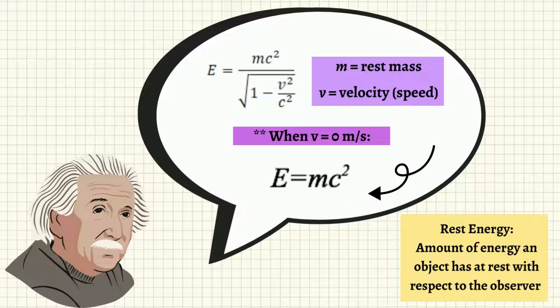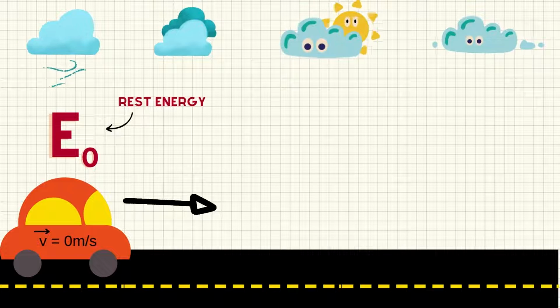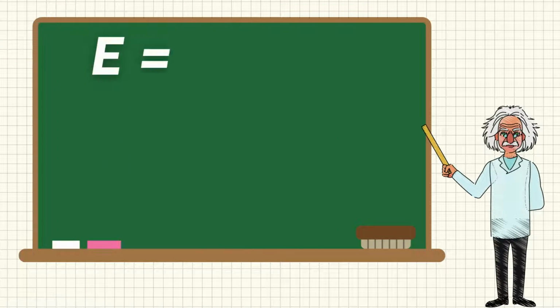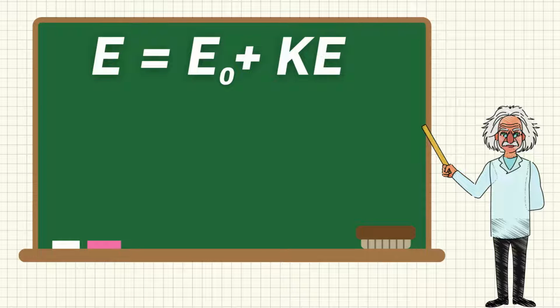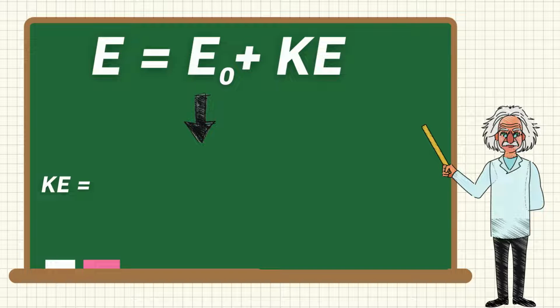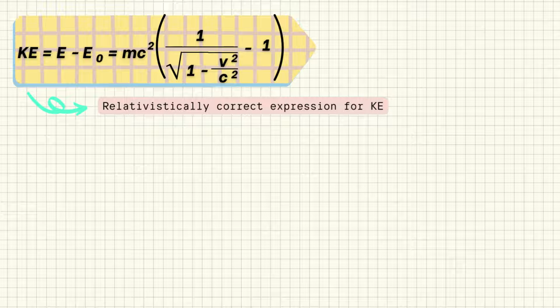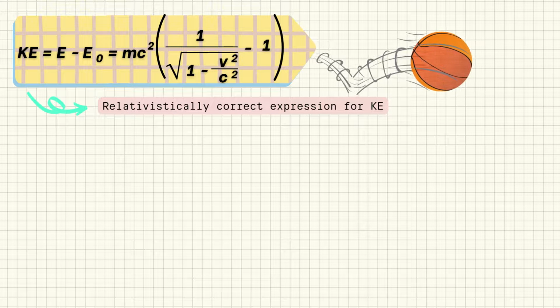The rest energy is the amount of energy an object at rest has with respect to an observer, and it does not change. When an object is accelerating from rest, it acquires kinetic energy in addition to its rest energy. The total energy is the sum of the rest energy and the kinetic energy. Therefore, kinetic energy can also be written as a difference between total energy and rest energy, or mass times speed of light squared times 1 over square root of 1 minus velocity squared over speed of light squared, minus 1. This equation is the relativistically correct expression for kinetic energy of an object in motion.